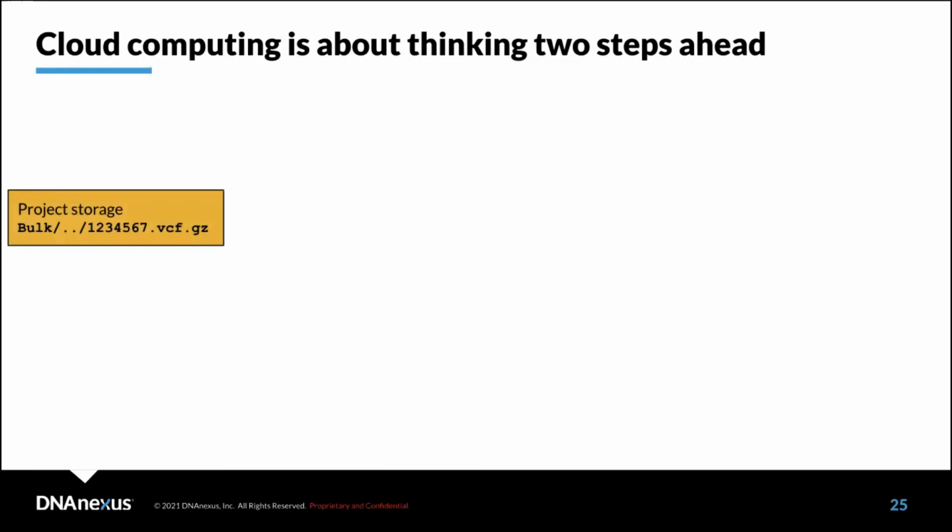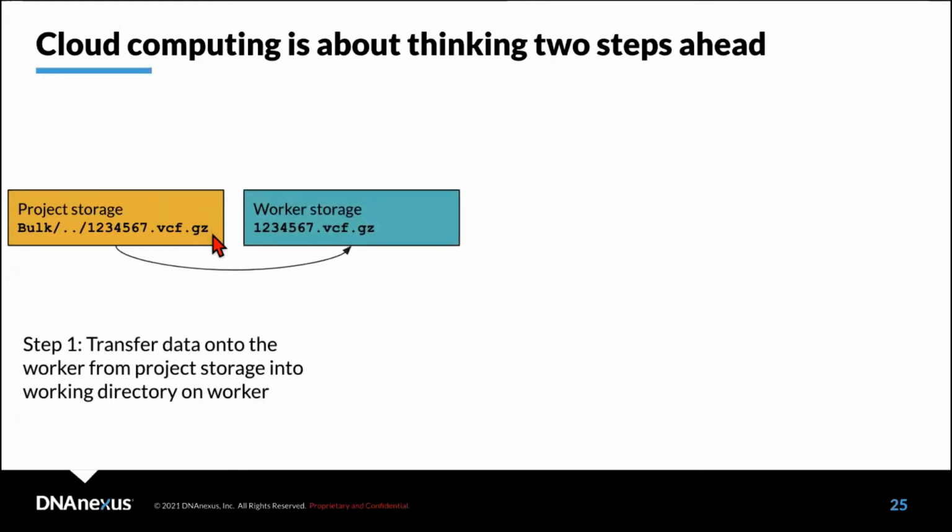So when we were talking about cloud computing and the mental models, the one thing that you really need to realize is thinking two steps ahead. First, where your data are, how you can transfer it to the worker, and how you can transfer it back to the project. Here, in our example, we have our VCF file. As you can see, the EID is not the real EID, because we could not share real EID numbers with you. And we will be transferring the data into the worker.